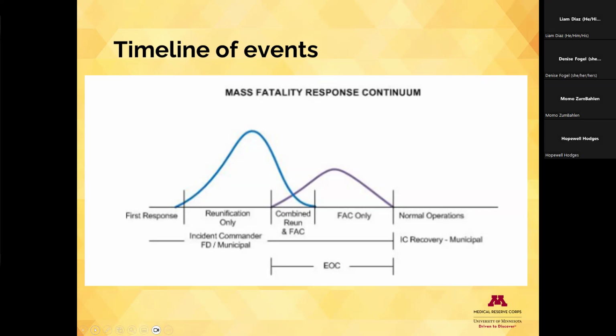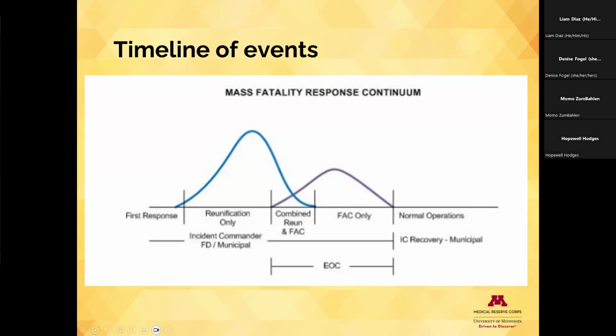Great. Okay, thanks. So then in the middle is the combined reunification and family assistance center. All we're recognizing there is there's going to be an overlap with all these processes going on, that multiple channels of support are going to be up and running. So in our campus assistance center is what we'll use here. There's a chance that some of that reunification would be going on in our campus assistance center. And it's possible that some of it would still be happening at local hospitals. That's kind of out of our control, but we recognize that it's likely or possible that those two are going to be going on simultaneously.